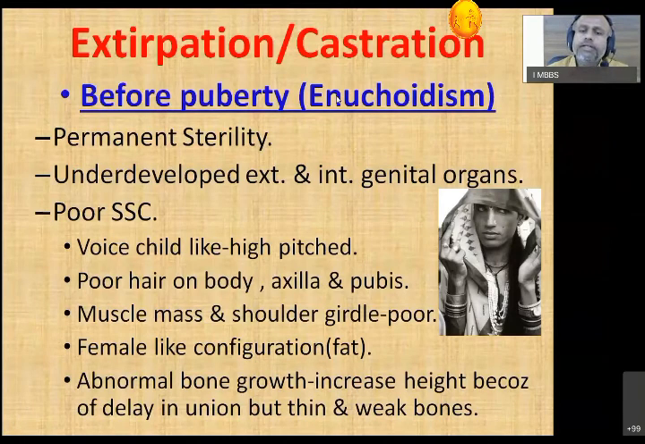What happens if the testes are removed before puberty in a child? Though the male child has a normal genetic composition of XY, the testes are removed after childbirth. Permanent sterility is there. The child can't reproduce because of no sperms. Underdeveloped external and internal genital organs. The penis remains like a small boy's throughout life because of no testis, no testosterone.